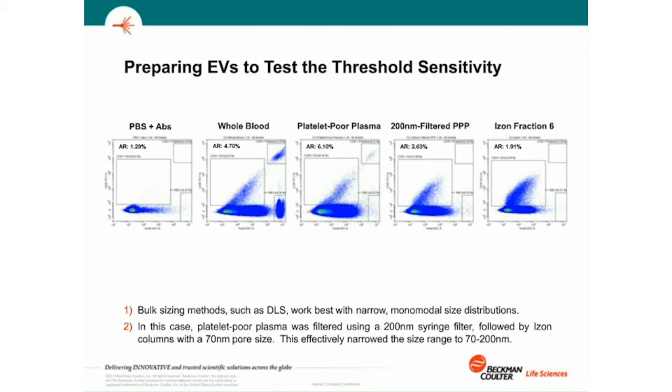And then finally, these samples were passed through an ISON column, and then 200 microliter fractions were collected in order to minimize and eliminate particles less than 70 nanometers, the pore size of these ISON columns. So this actually effectively narrowed the size range to 70 to 200 nanometers. And interestingly, the different fractions after the exclusion volume had slightly different sizes, which enabled a characterization of a size range. So this can be seen in this slide here.